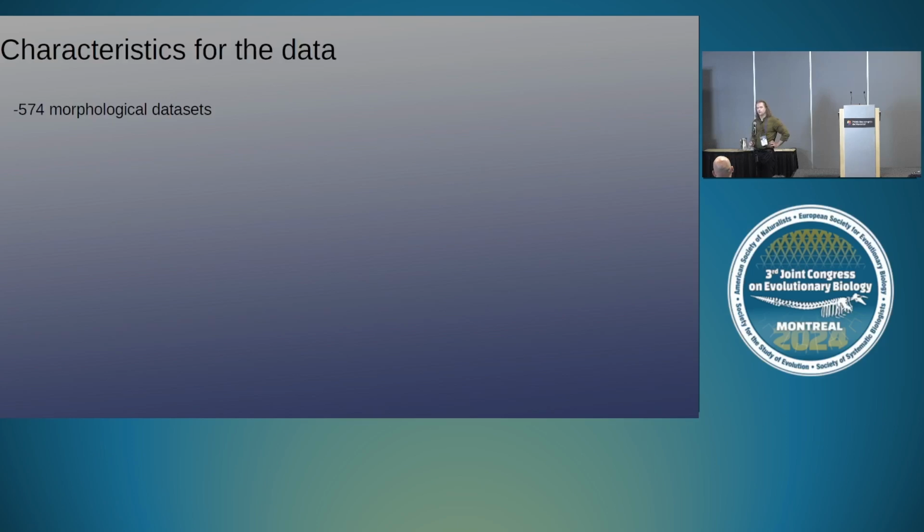So for this, we have a total of 574 morphological data sets. These are almost entirely paleontological. They're compiled by Graham Lloyd on his personal website, and we combed through them. They range in size from 5 to 279 taxa, from 11 to 364 characters, and they broadly sample all of metazoa. So we're not focusing on any one clade.